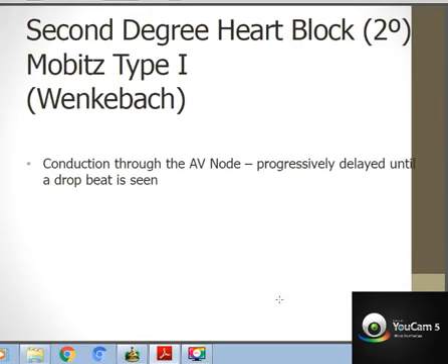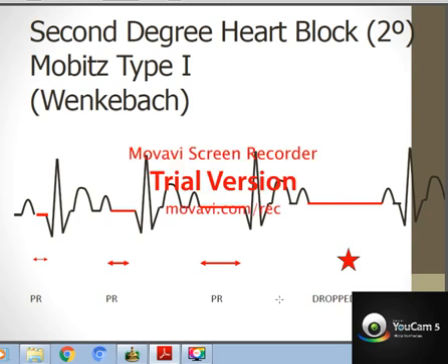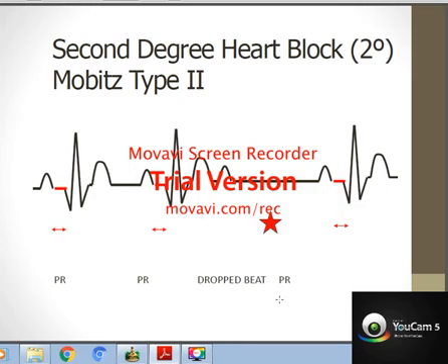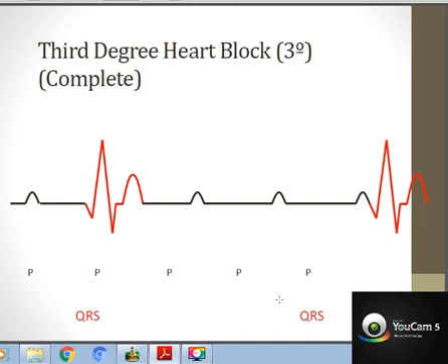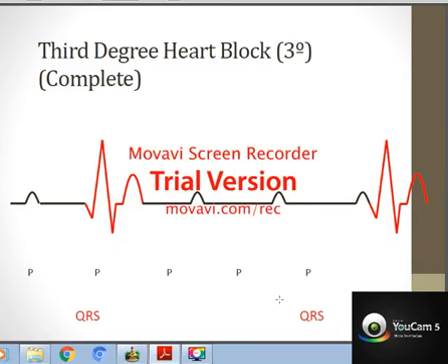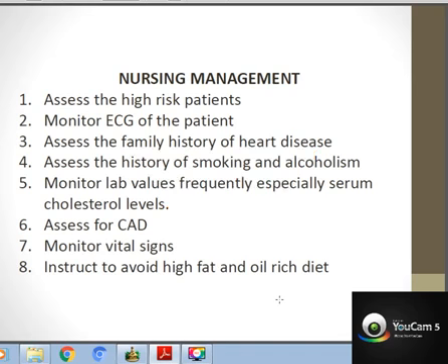So first degree prolonged PR interval, second degree Wenckebach, PR interval progressively prolonged until a dropped beat is seen. Mobitz type 2, there will be a missing of beats in between which needs pacemaker. Third degree, it is complete heart block where the P and QRS have their own rhythm. There is no regularity or proportions are not matching at all. See, instead of 5 P, there are only 2 QRS complexes. The symptoms will be severe and patient needs pacemaker.